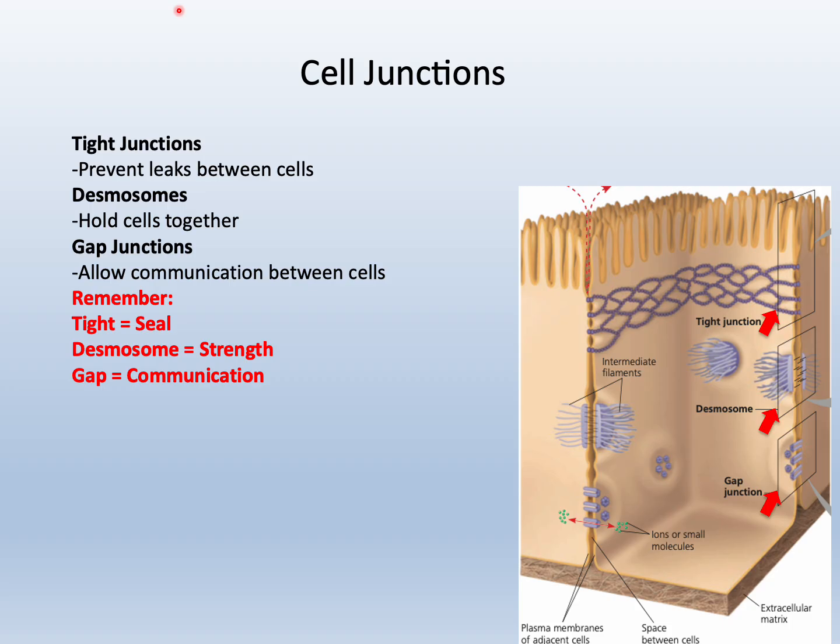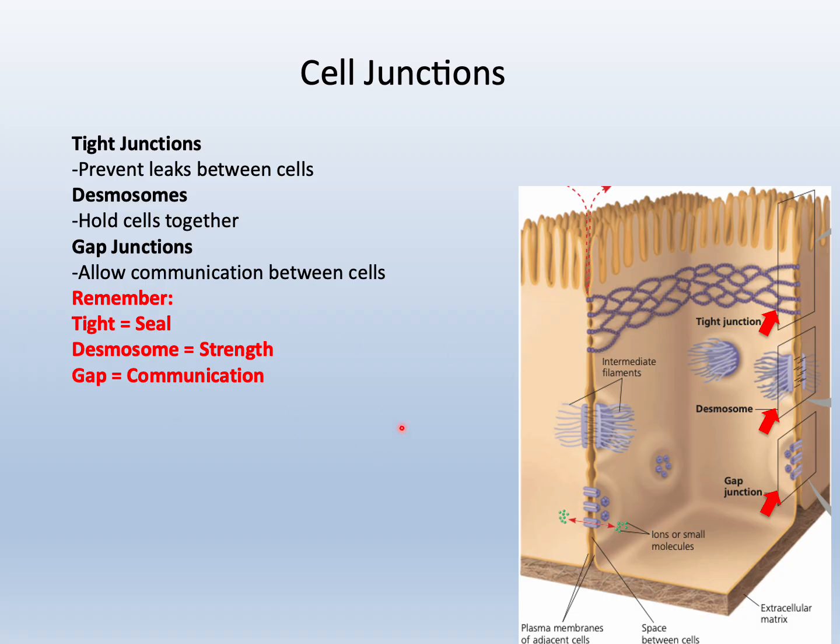There's 3 types of cell junctions. Tight junctions, which are these right here. They prevent leaks between cells because they hold the cells really tightly together, like you can see in the name. And then desmosomes, which are these stringy things, and they hold cells together. And then gap junctions, which are these, they allow communication.